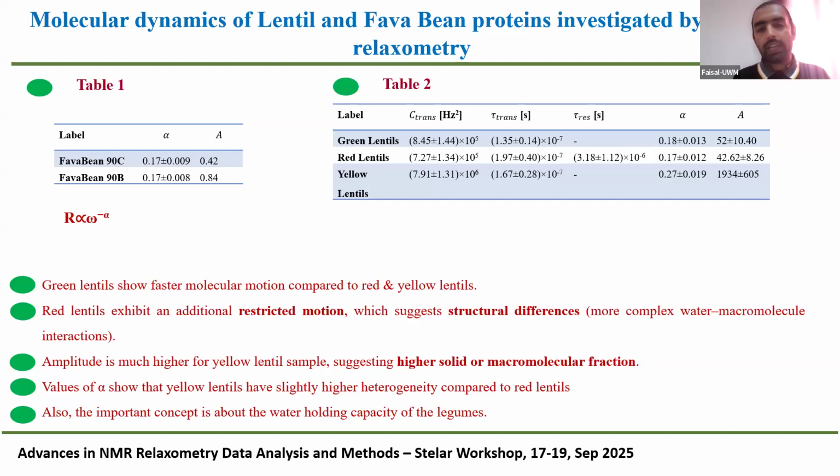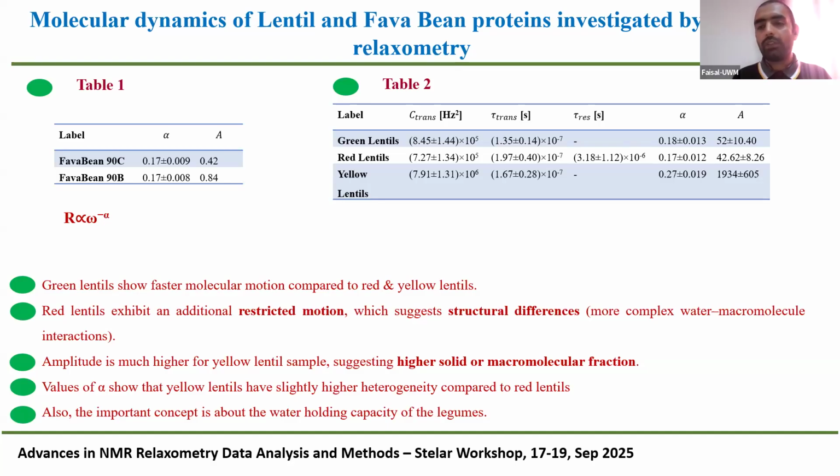From this table we can say that the green lentils show faster molecular motion compared to red and yellow lentils, and the red lentils exhibit an additional restricted motion, which suggests structural differences, maybe more complex water molecule interactions. And then we have the amplitude value. We can see here the amplitude is much higher in the yellow lentil samples, and this suggests a higher solid or macromolecular fraction.